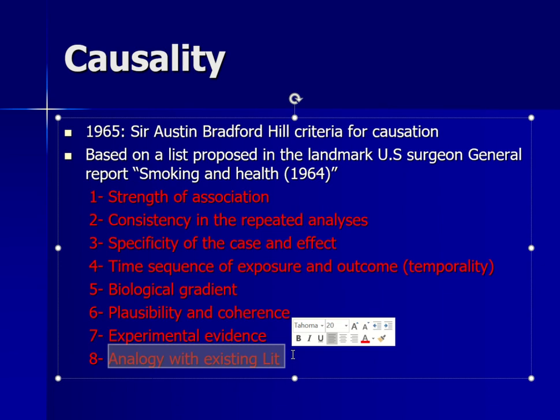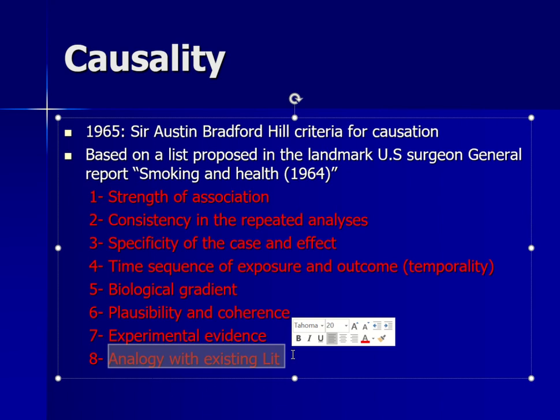If you have another disease that resembles your disease, that is caused by an exposure that resembles your exposure, therefore you can draw a resemblance between them. For example, smoking and lung cancer, which resembles exposure to asbestos and fibrosis of the lungs. Okay, so we say there is an analogy, something that resembles it, so we can support the idea that this is causing that.